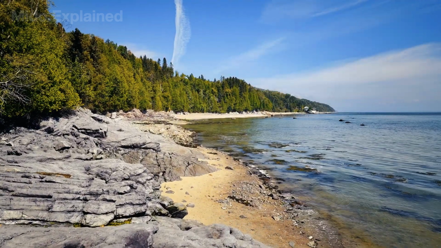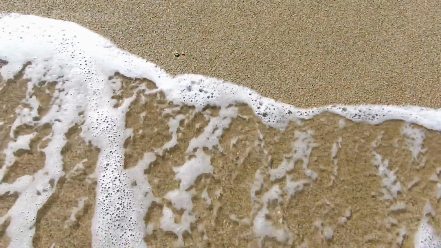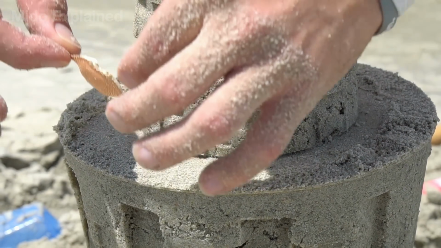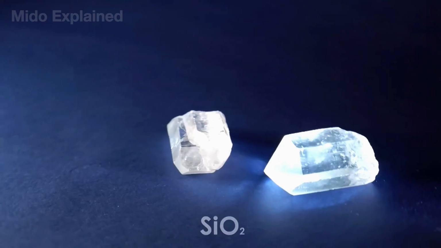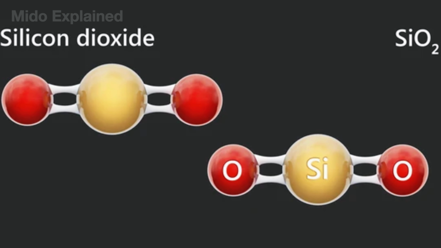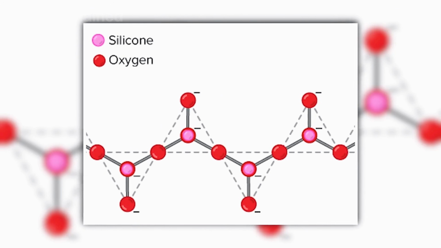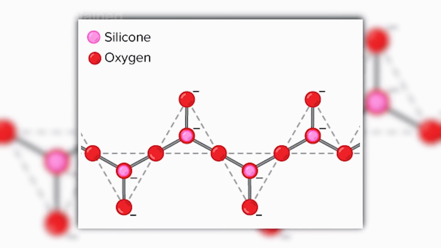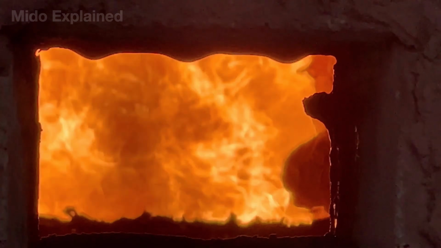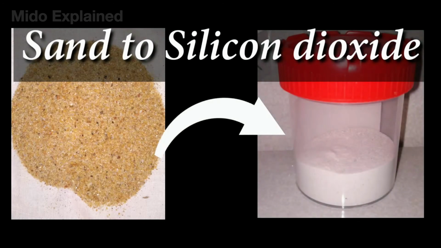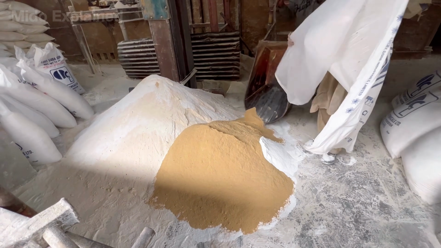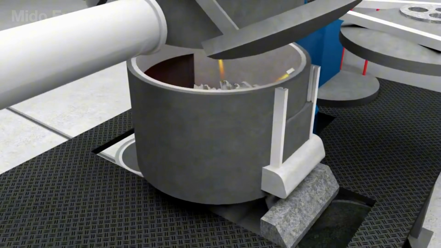The story begins in a place few people would expect: ordinary sand. The sand children use to build sandcastles is actually rich in quartz, also known as silicon dioxide, SiO2. In this compound, silicon atoms are tightly bonded to oxygen atoms, which means silicon cannot be separated simply by melting the sand. To extract the silicon, quartz sand is mixed with carbon and fed into an electric arc furnace.